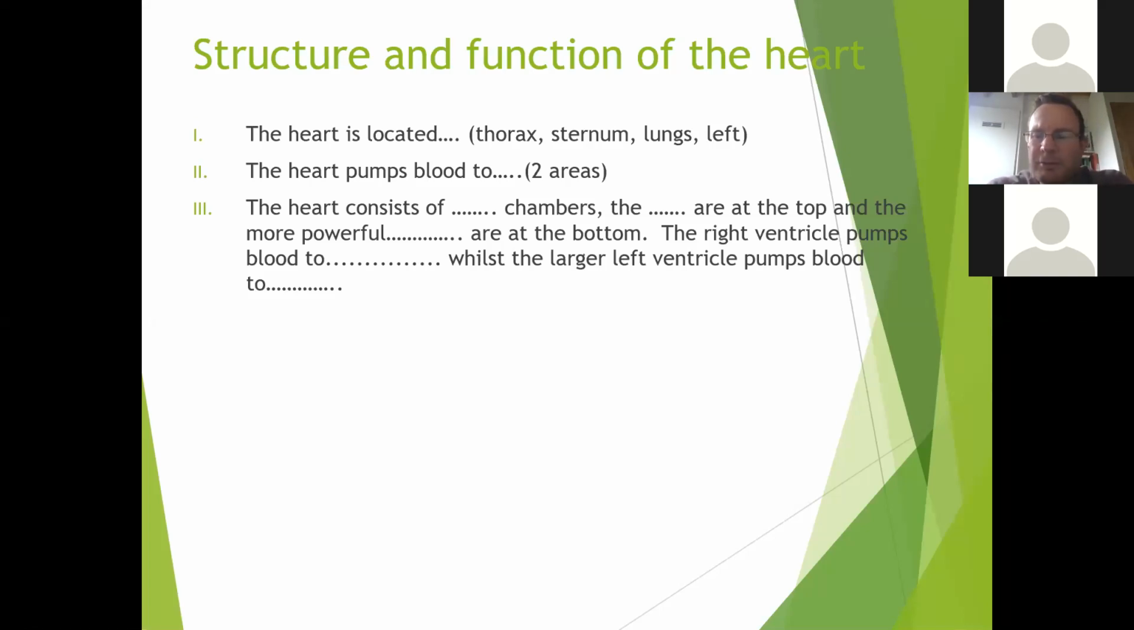Then you fill in this other one. Let's just run through this so you've all got a nice answer. The heart consists of 4 chambers. The atria are at the top, and the more powerful ventricles are at the bottom. The right ventricle pumps blood to the lungs, whilst the larger left ventricle pumps blood to the rest of the body, or muscles and organs, whatever you want to say, as long as you get across that distinction in those 2 parts of circulation.